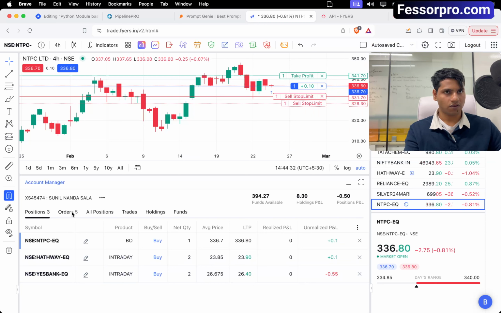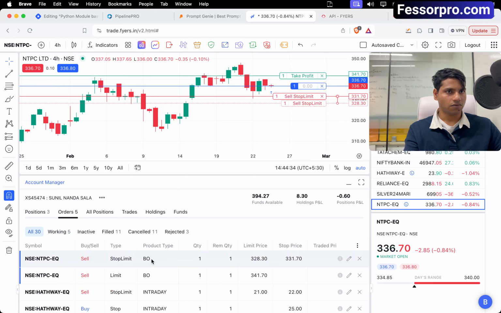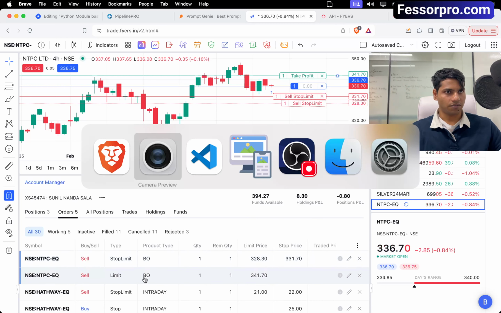It was a market order. If I go to orders, there will be two BO. This is one BO. This is one BO. This is stop. Okay, my bad. I just told you something wrong. I'll correct myself. The stop order will be a stop limit order, and the take profit order will be a limit order. See, take profit is a limit order.